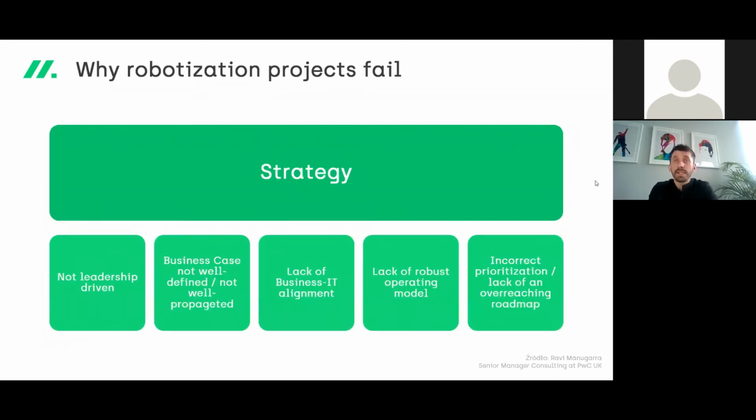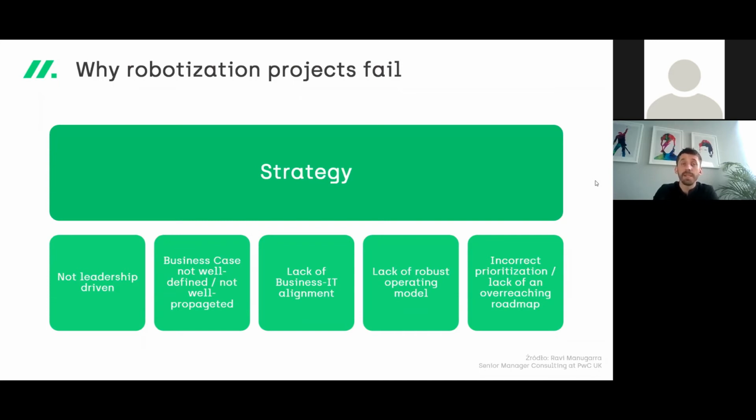The next factor is strategy. For example, there is no leader within the organization who is supporting the robotization. Business cases might not be well defined, or may not be well propagated.